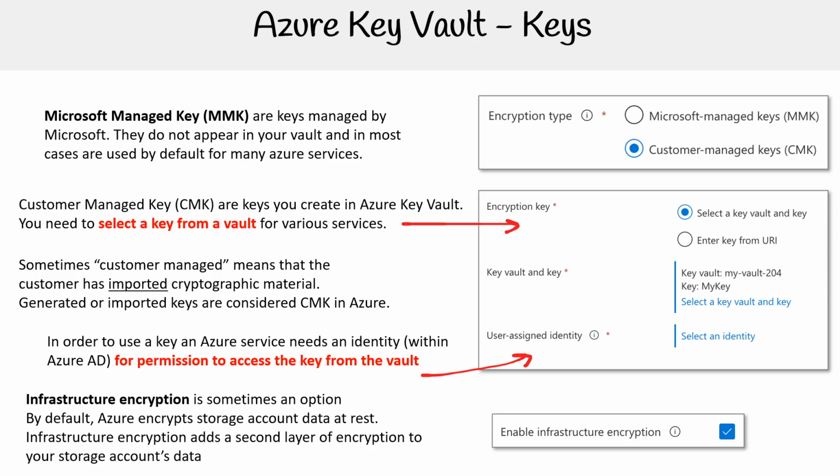For infrastructure encryption, this is sometimes an option by default. Azure encrypts storage accounts data at rest. Infrastructure encryption adds a second layer of encryption to your storage accounts data, and we'll talk about double encryption because I was like, what's double encryption? And so then I had to make some slides here for us, okay?